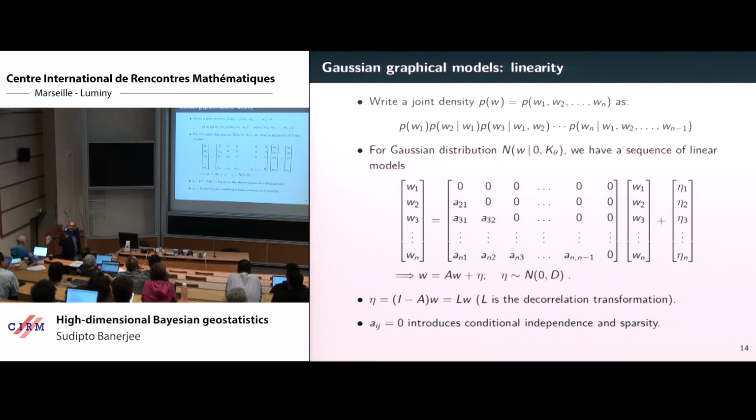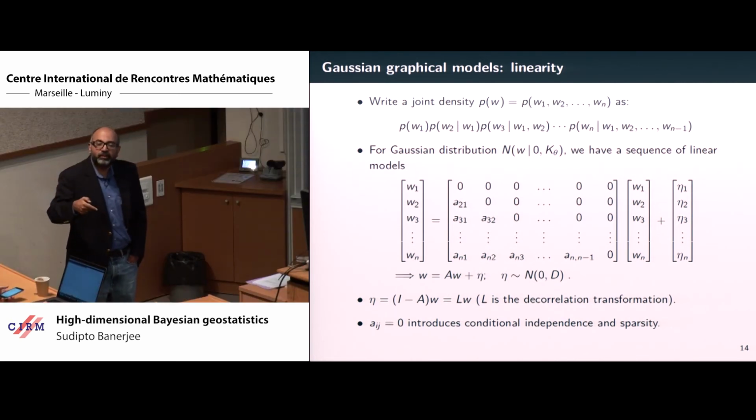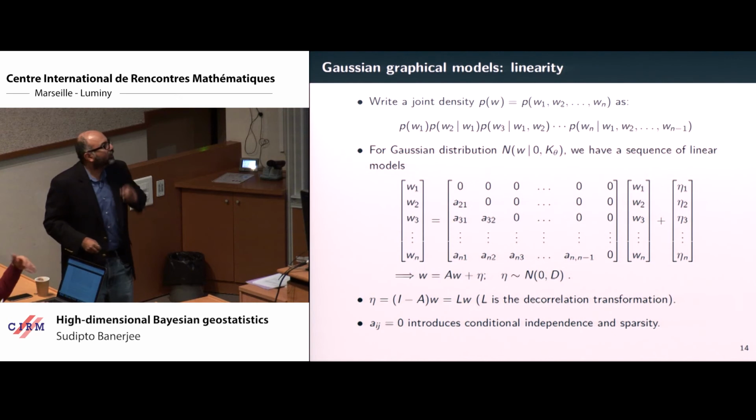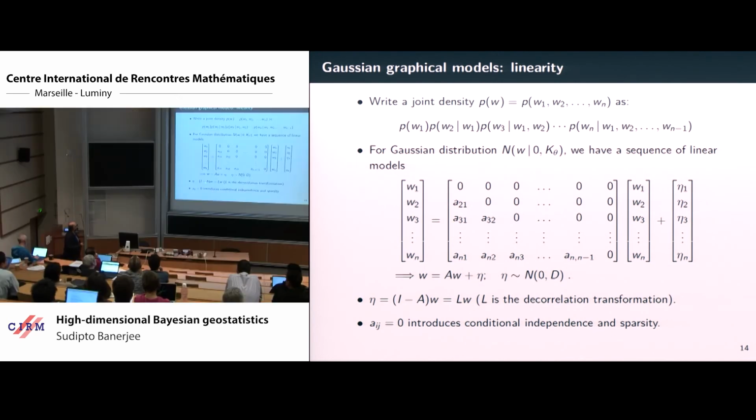David Dunson was giving a talk in my department at UCLA a few days back and said that all Sudipto does is find some linear algebra to do in everything that he does, linear models, and he's absolutely right. I had to get into this and say, okay, where can I do some linear algebra? And so bingo, here's the linear model that is there.